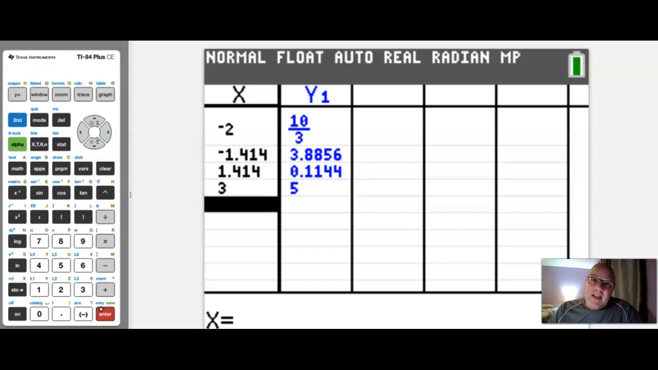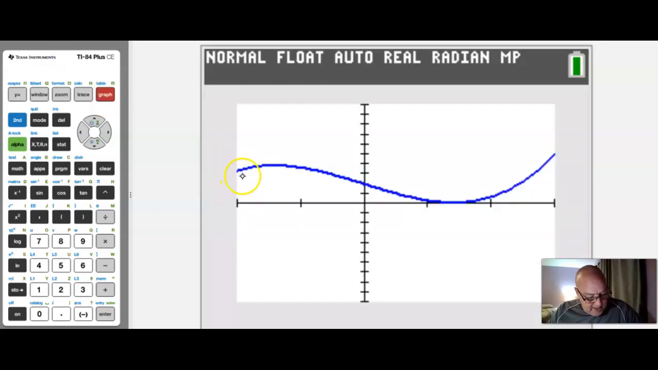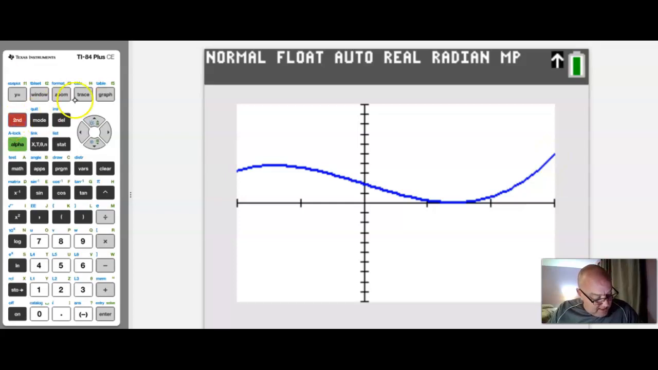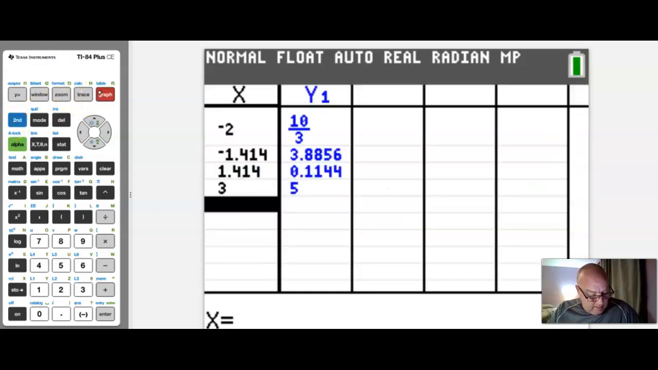I have to test the endpoints because as we look at this graph, there is a chance that that endpoint right there, right at -2 or right at +3, could be higher than all the other points. And we see from the graph that 3 is the highest value. Well, our table supports that. All right, I got 10/3, which is 3 1/3. I got 3.8, I got 0.11, and then I got 5.